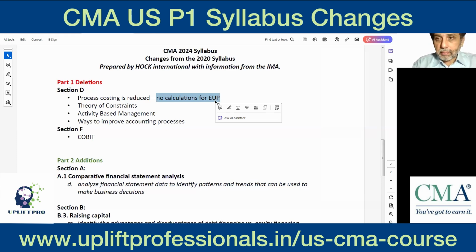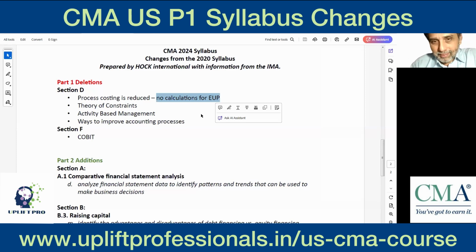Don't rejoice. Don't celebrate. You need to get more questions correct to pass the paper, to pass the exam. So this, I would say, is considered difficult: calculations of equivalent units of production. But if you crack it, if you understand it, there was an opportunity for you to earn more marks.